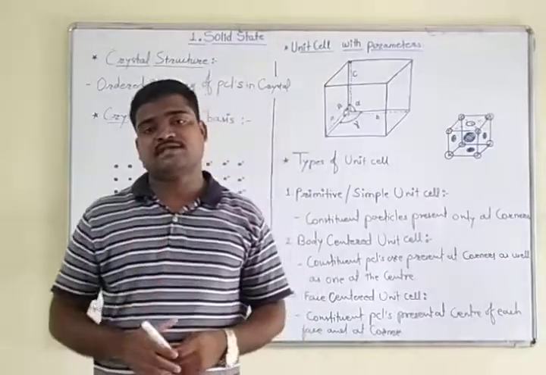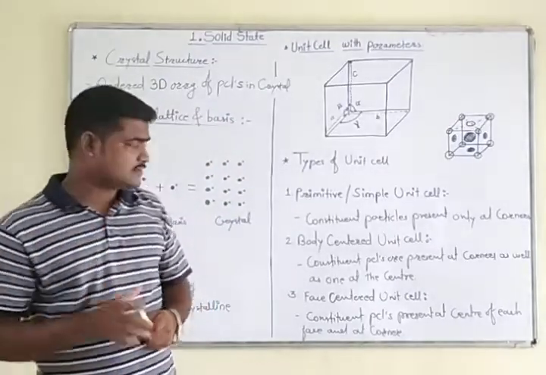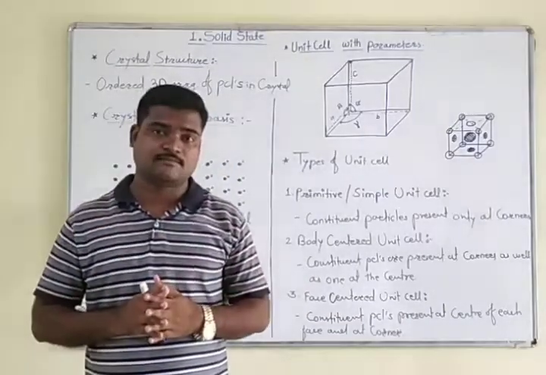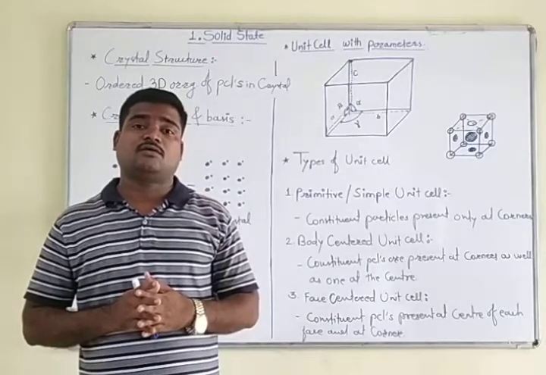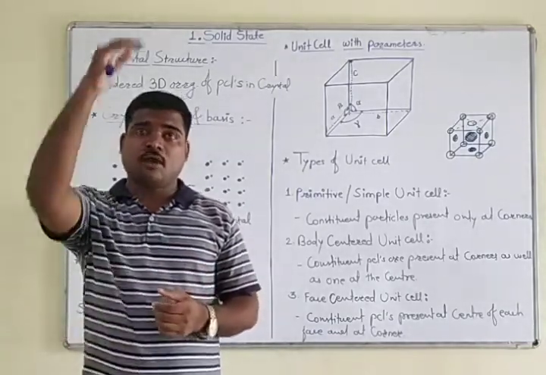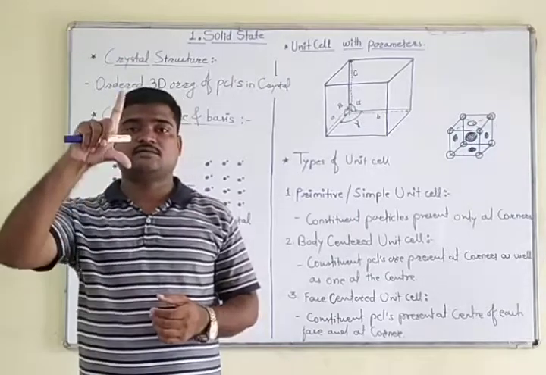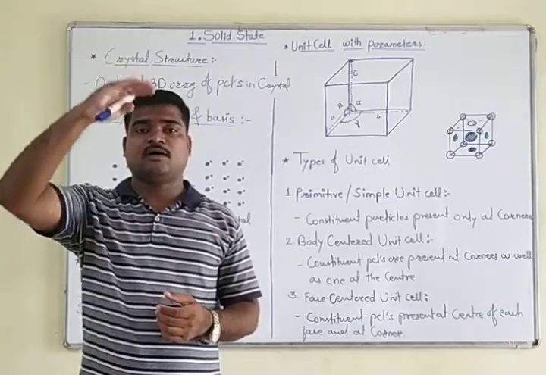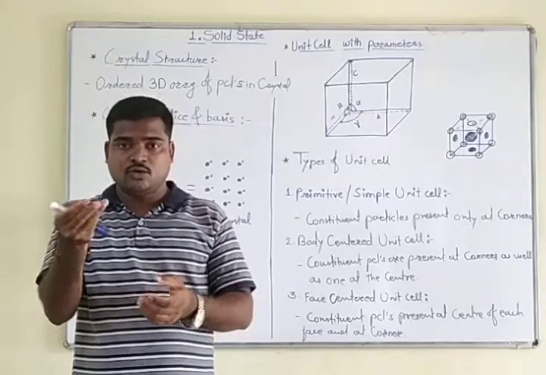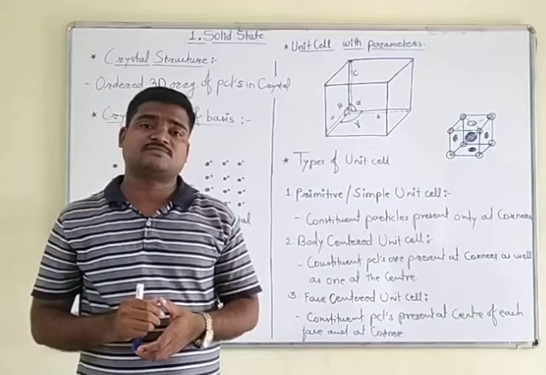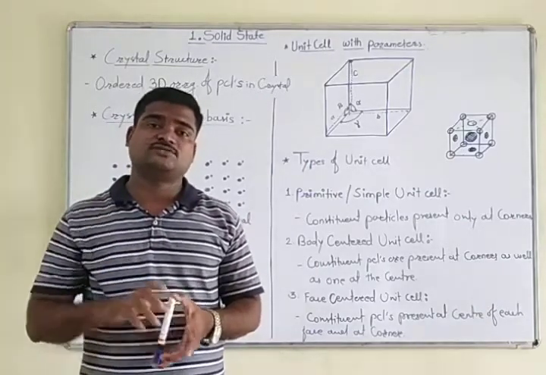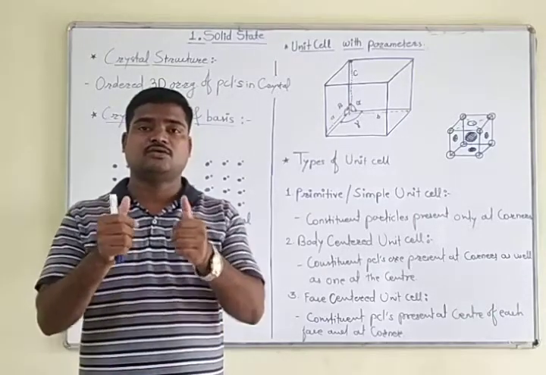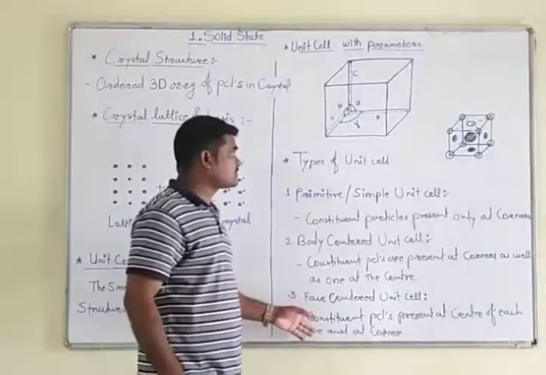Now the fourth type is also present. Which is the fourth type? The fourth is the end centered unit cell, meaning the atoms present at the center of the upper face and the lower face are joined. By joining these two atoms, we get the end centered unit cell. That is its fourth type.